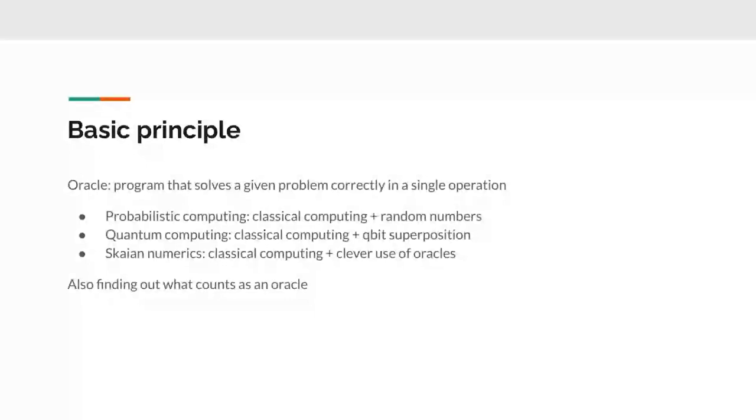And finally, which is us, we have Skaian Numerics, which is classical computing plus the clever use of oracles. If you ask your aspect a question, then you can probably solve an answer quicker. We also find out what counts as an oracle, what questions are valid for an aspect in any given circumstance.